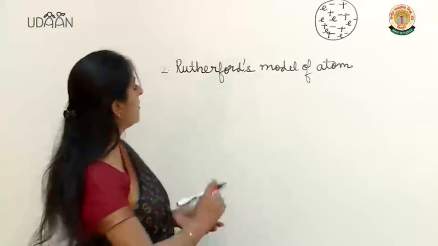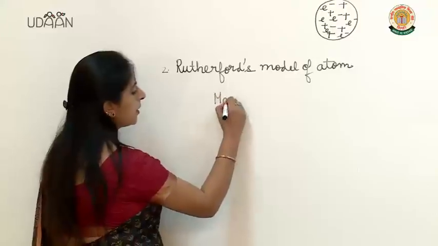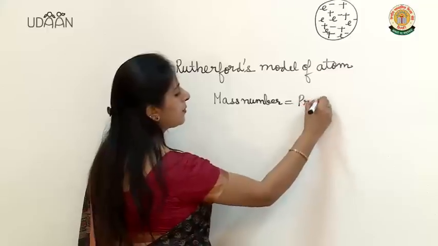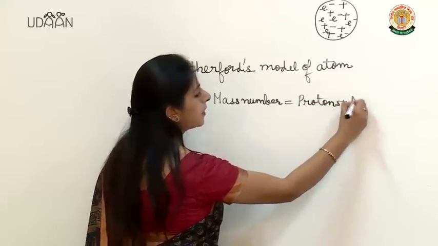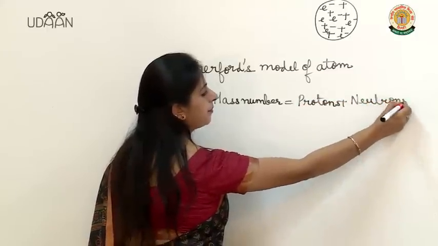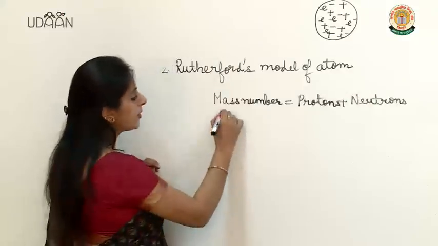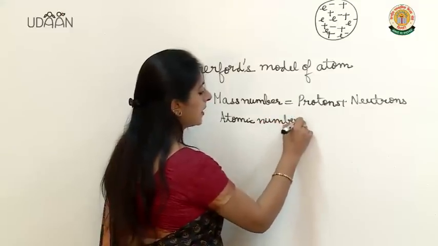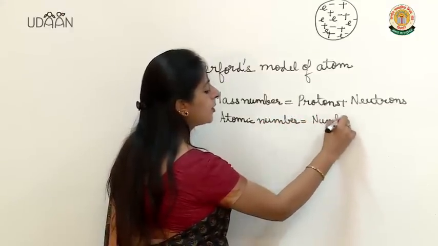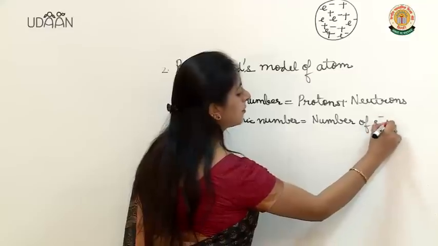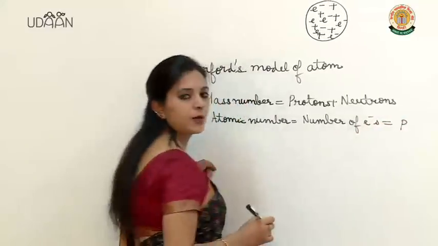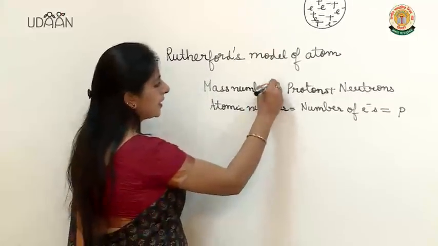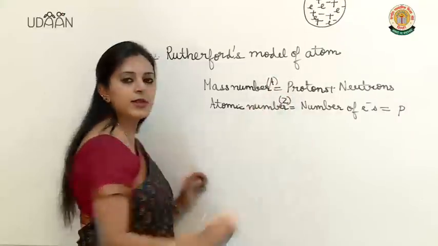So that means mass number of an atom, how do we calculate that? That is the number of protons plus number of neutrons. And atomic number of an atom is equal to the number of protons, and in a neutral atom the number of electrons is equal to the number of protons. Now this is represented by A and this is represented by Z.